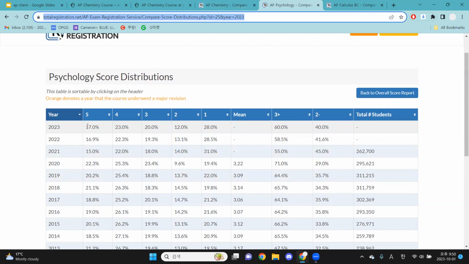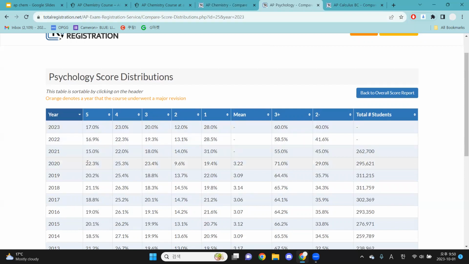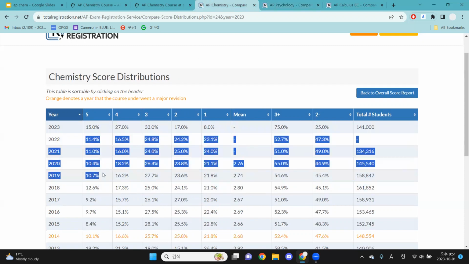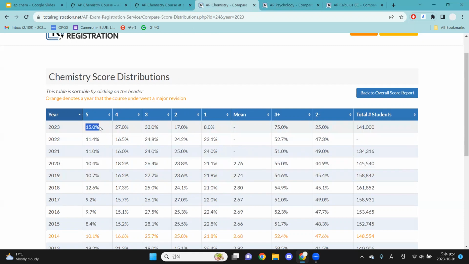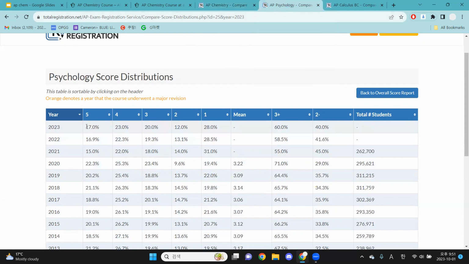So in the general spectrum, AP Psych is considered a lot easier compared to Chem, because as you see in the numbers, the rate of the 5 is around 17%, and if you go to the previous years, it's around 20%, which is a lot higher compared to AP Chem's 11%. Although the recent one is 15%, so I think they're maybe making it a lot easier in the next years. We don't know that yet, but AP Psych is a lot higher compared to Chem.